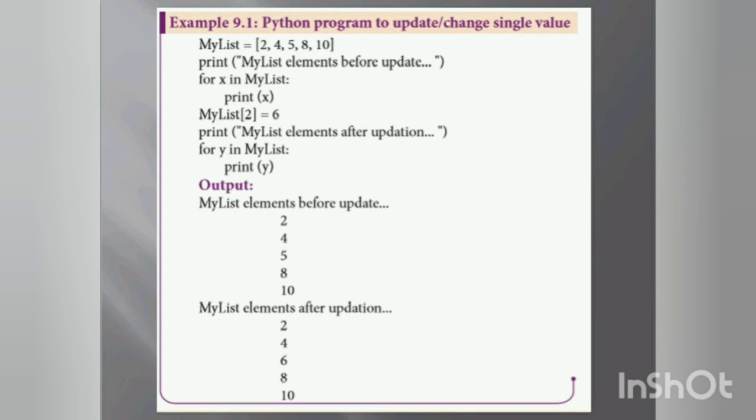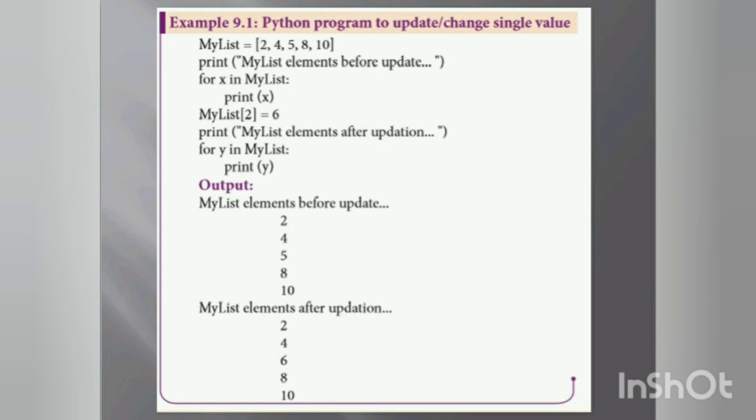To which value you have to change, that value you have to mention here, 6. Instead of 5 you are going to change to 6. Clear? Then again the print statement, my list elements after updation. Then again a for loop with y. Here you are using another variable y.